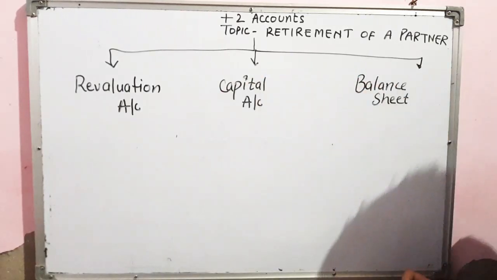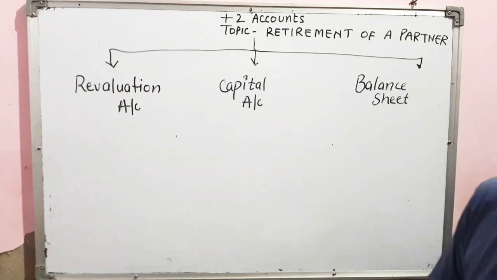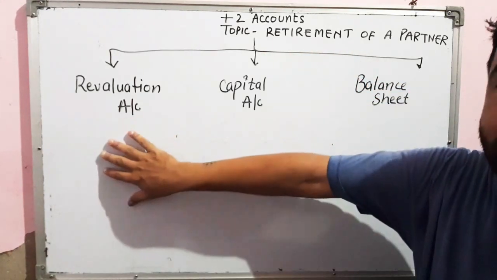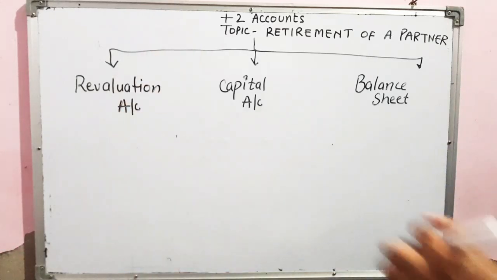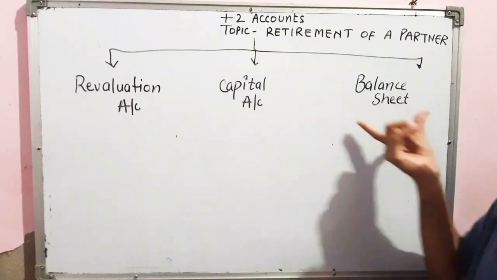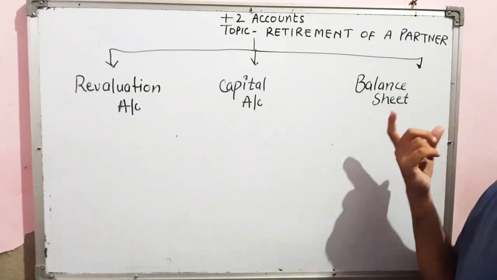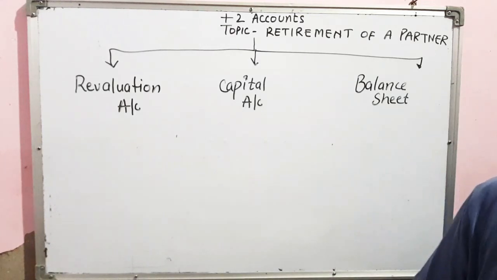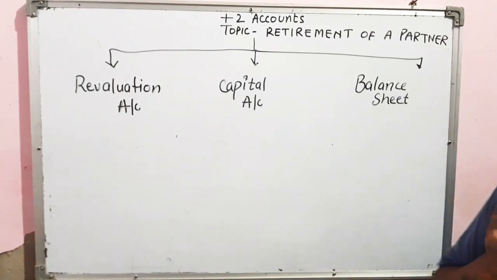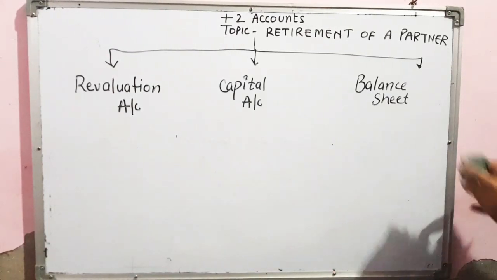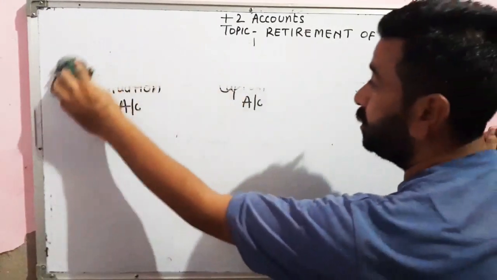The revaluation account is the same as we did in the admission of a partner, so it will be the same as the previous chapter. There are a few changes in the capital account, and the balance sheet is also the same as the admission of a partner. So first of all, we will have a look at the revaluation account. I will make you clear about the revaluation.